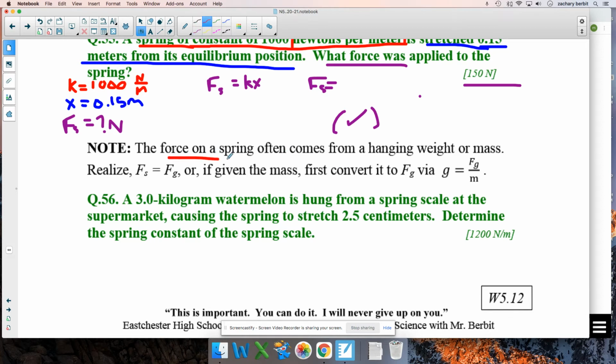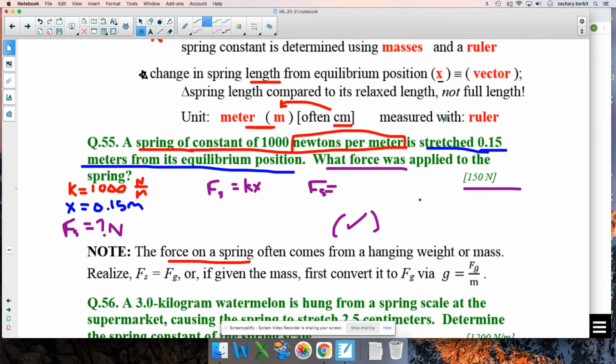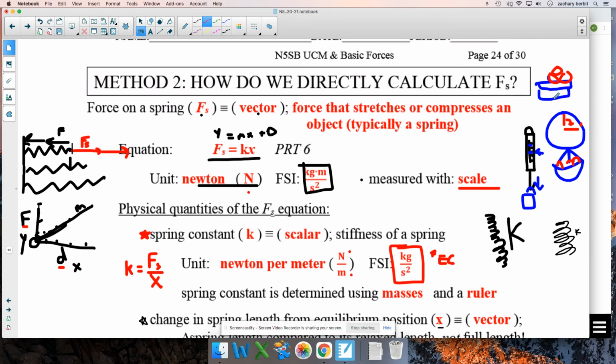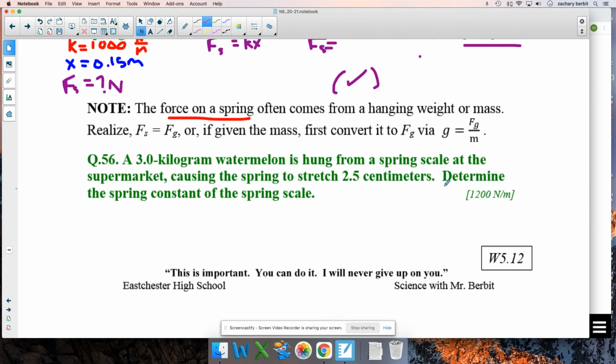Recognize that the force on a spring, a very common situation, is this. The force on a spring is a weight or a mass either hanging from it or sitting atop it. And so that will commonly be the scenario, and that's one way we can catch you sleeping. So the force on a spring often comes from a hanging weight or mass or a sitting weight or mass on top of the device. So let's check this one out.